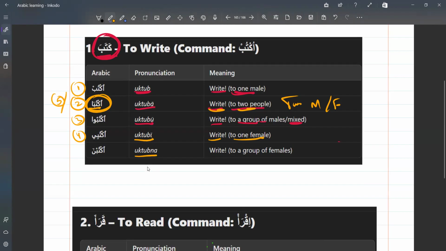Now Uktubna is the last variation. It again means write, but to a group of females, like more than two females. And for two females, we again use Uktuba.